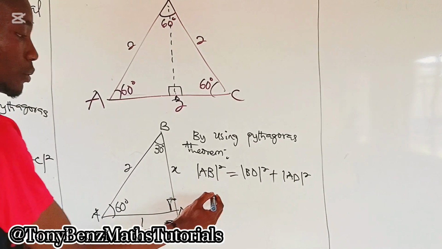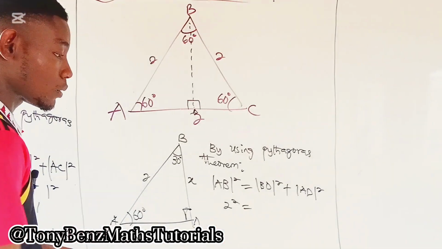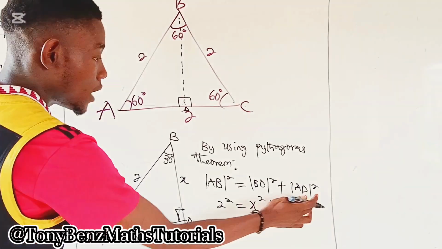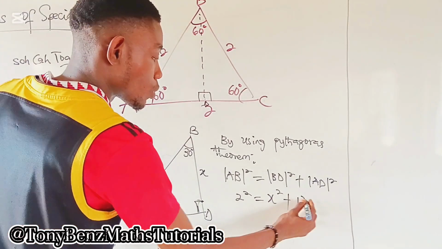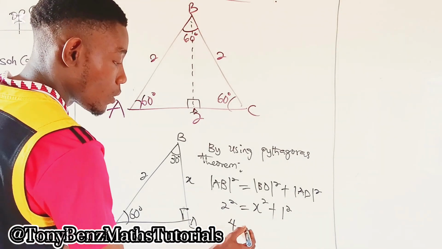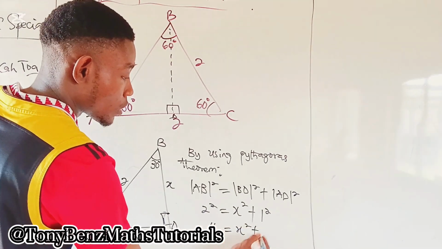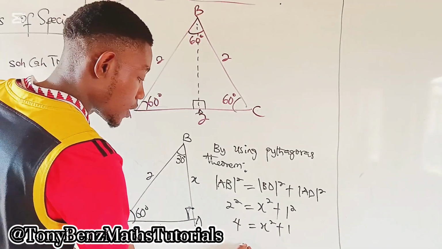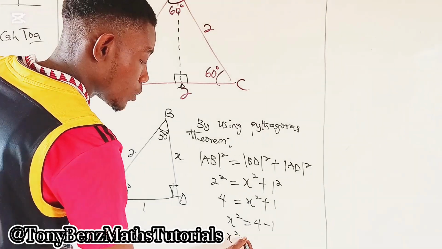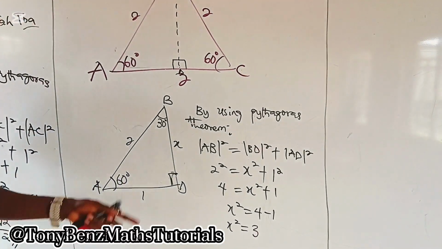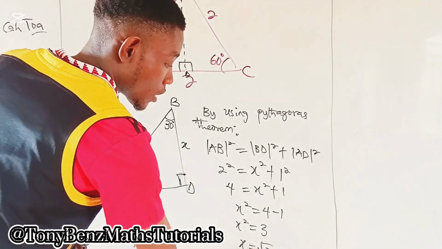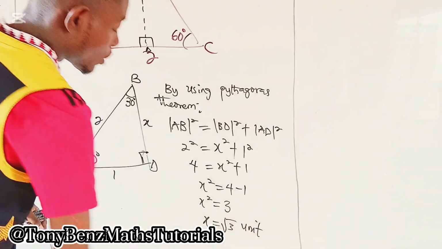So what is AB? AB is 2 squared, and it equals BD, which is x squared, plus AD, which is 1 squared. 2 squared is 4, equals x squared plus 1 squared, which is 1. Collecting like terms, we have x squared equals 4 minus 1, so x squared equals 3. Taking the square root of both sides, we have x equals square root of 3. So let's call this square root of 3 units.